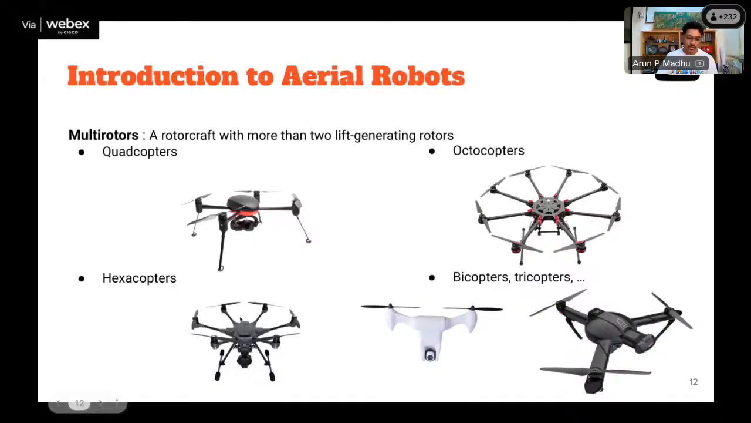These are mostly used in agriculture, both hexa and octocopters, because they provide redundancy, so that even if one of the motors fails to work, you will still be able to stabilize the drone using all the other motors. Then we have bicopters. These are very less common, and you have tricopters. These also are very less common. So the most common out of these is quadcopters with four motors.